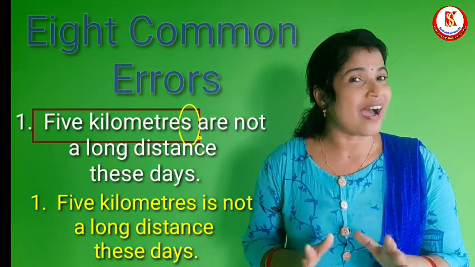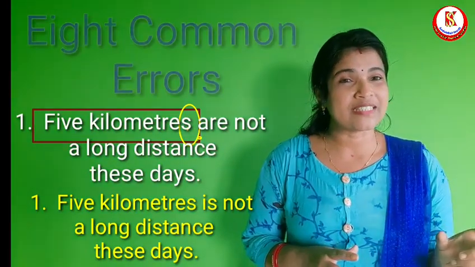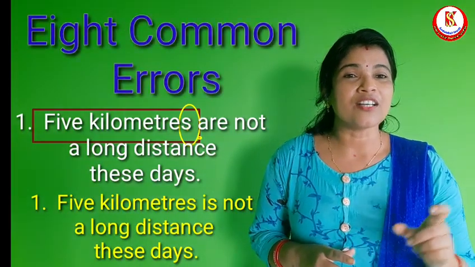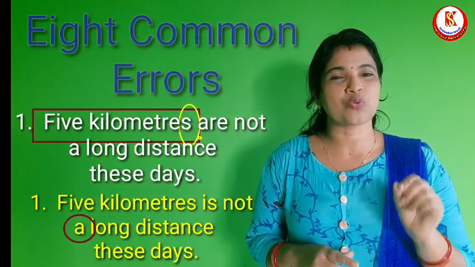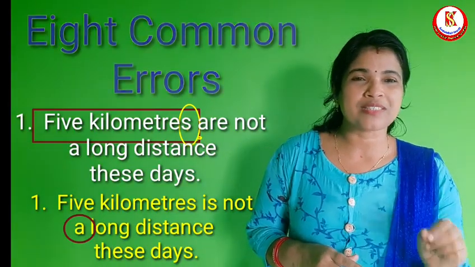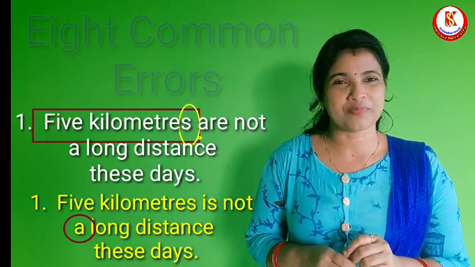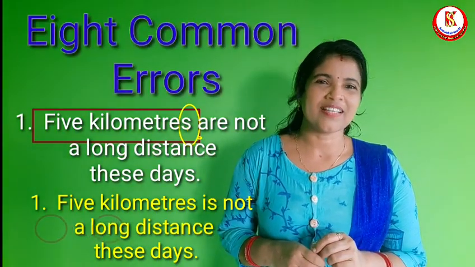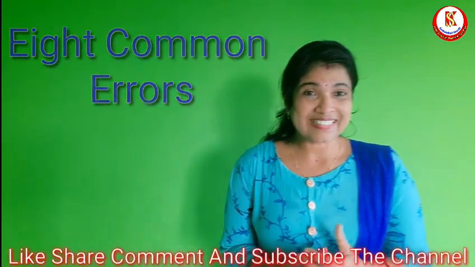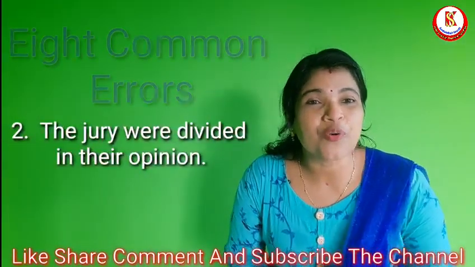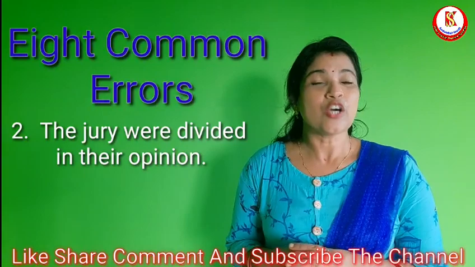This is not "are". Why? Because in the sentence you can see "a long distance". Since "a" is used here, the subject should take a singular verb. Okay, and let us move to the second sentence. The second sentence is: the jury were divided in their opinion.